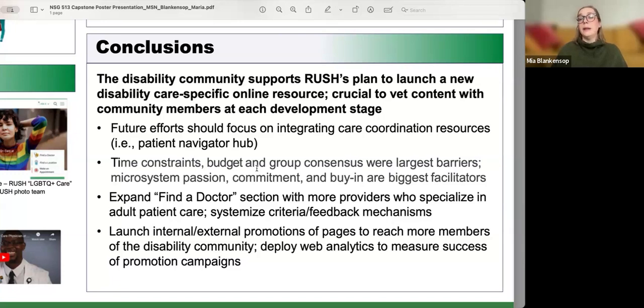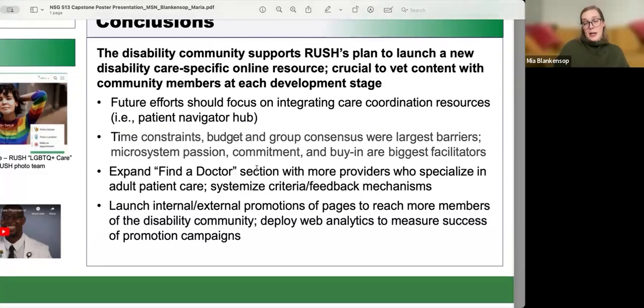I already mentioned that we really want to expand that Find a Doctor section with even more providers. And looking ahead, we really recommend maintaining active involvement with the community advocates to keep the content evolving, relevant, and to continue meeting the needs of individuals with disabilities.